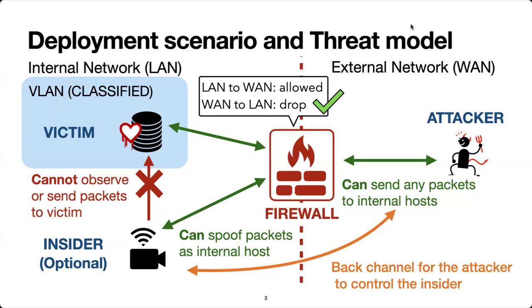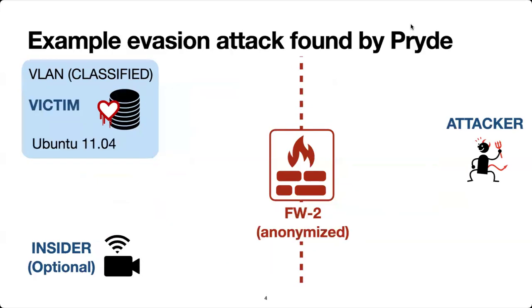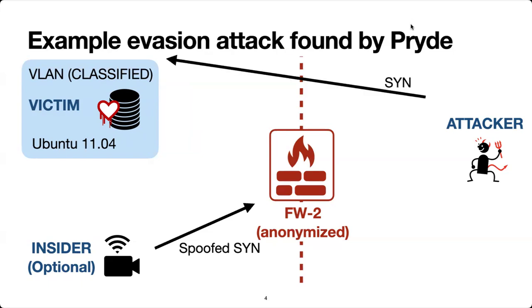So with this deployment scenario in mind, let me show you an example of a concrete evasion attack that was found by Pryde, where the victim host is running an older version of Ubuntu, and the firewall here is an actual concrete firewall, which has been anonymized as Firewall 2. So the attack starts with the insider sending a spoofed SYN packet towards the firewall, which punches a hole in the firewall's defenses and allows the attacker to send a SYN packet towards the victim.